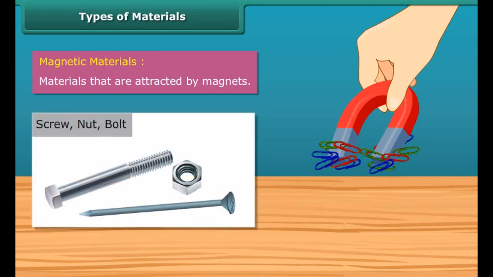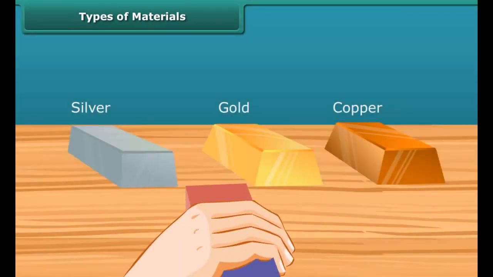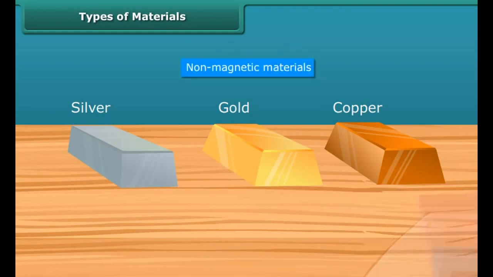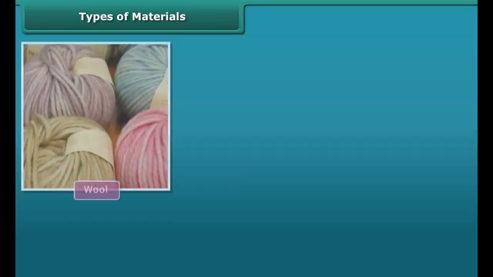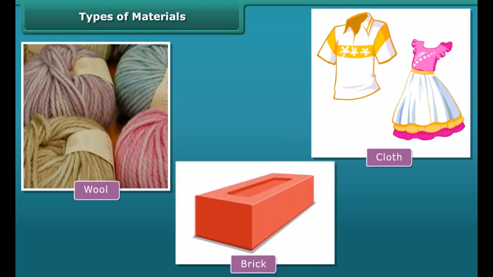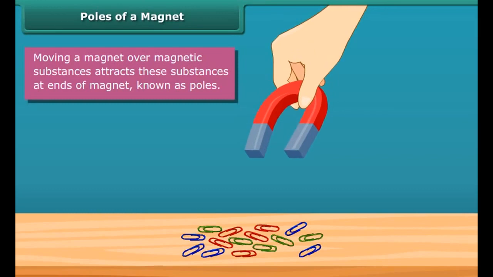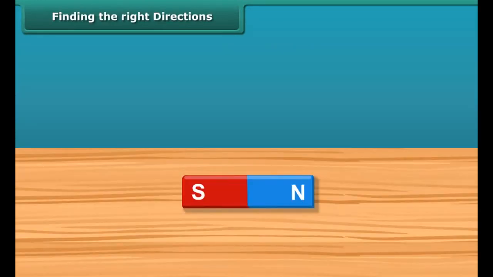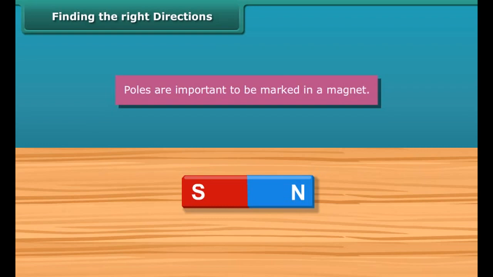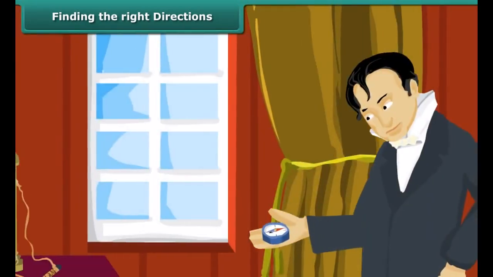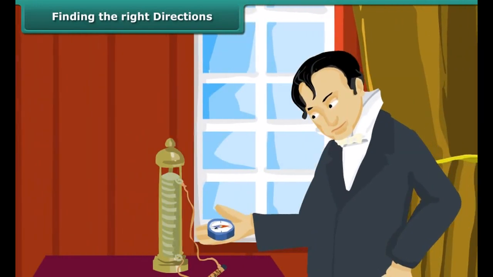Types of materials. Now let us look at the types of materials. Materials that are attracted by magnets are called magnetic materials. For example, screws, nuts, bolts are magnetic materials. Materials that are not attracted by magnets are called non-magnetic materials. For example, wool, cloth, bricks are non-magnetic materials. Self-assessment. Drag the magnetic and non-magnetic materials in the respective boxes.